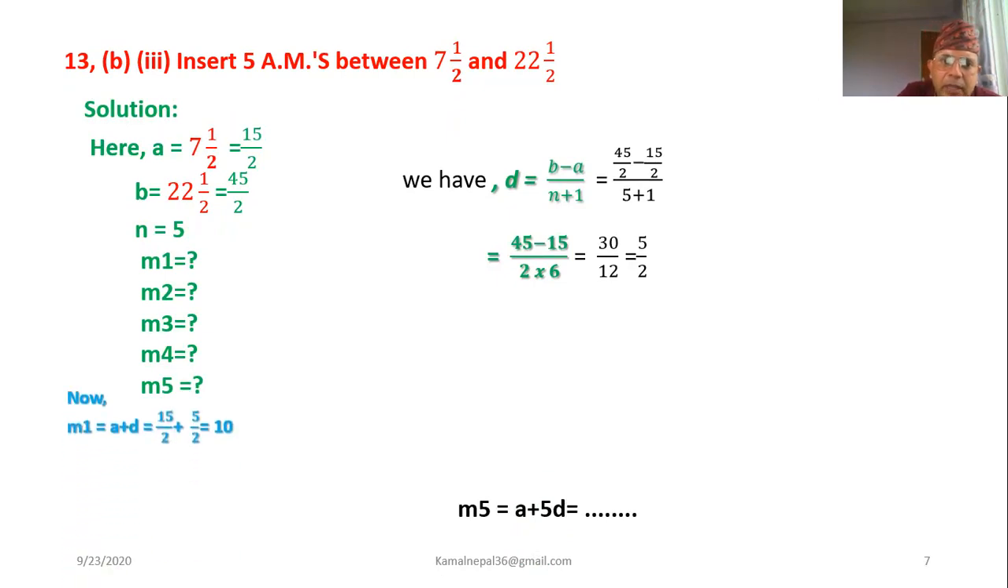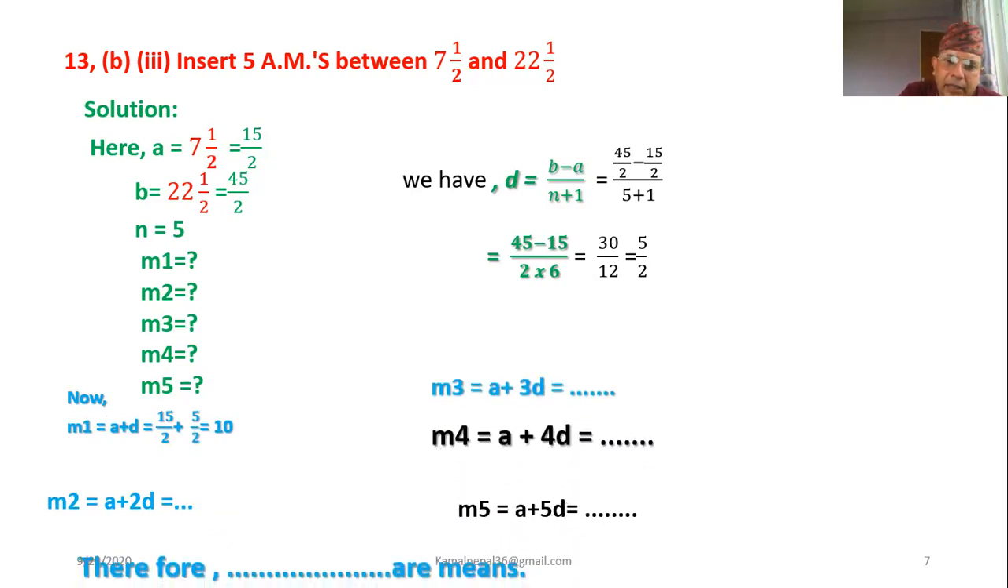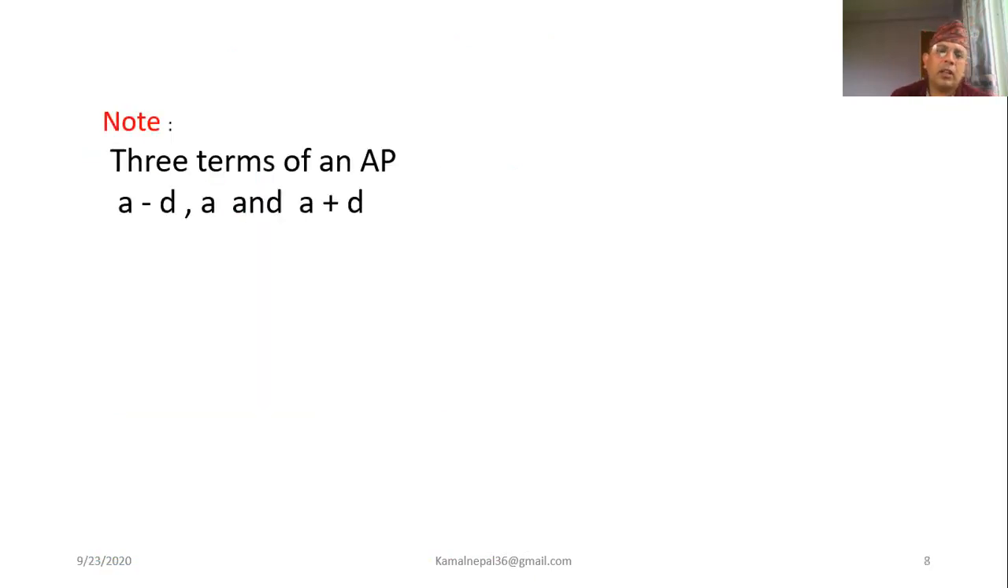Then m1 is equal to a plus d, which is 15 by 2 plus 5 by 2, which is 10. M2 is equal to a plus 2d. In this way, you can find m3, m4, m5, and therefore you will get the answer. For the next questions, don't forget that for three terms of an AP, you should take a minus d, a, and a plus d.